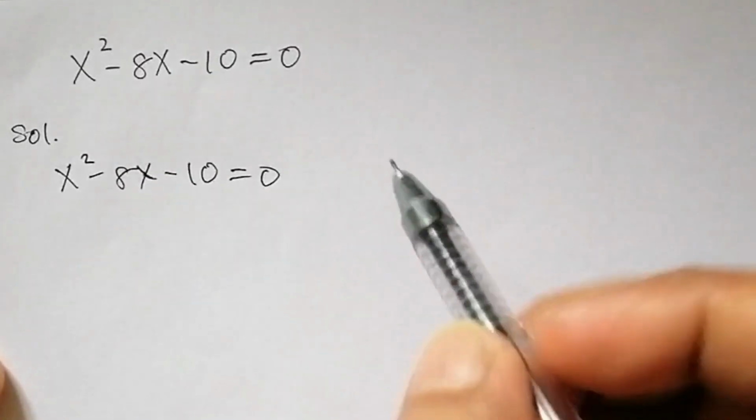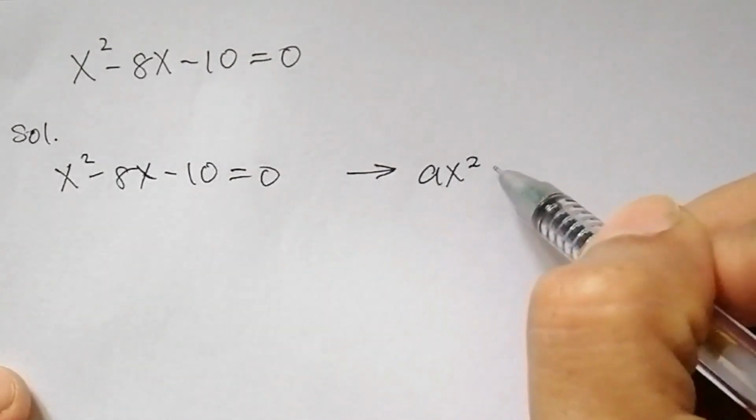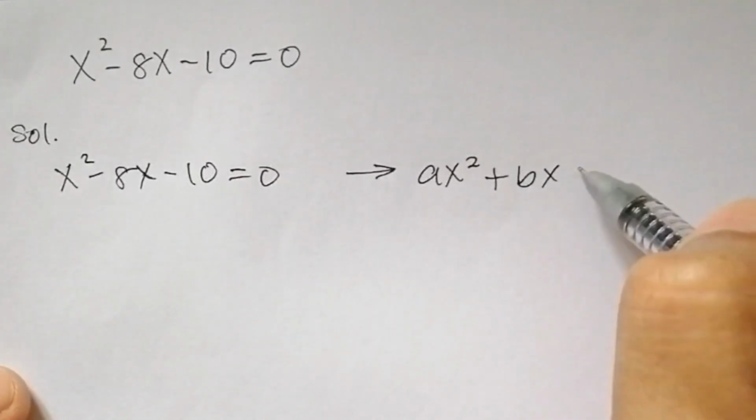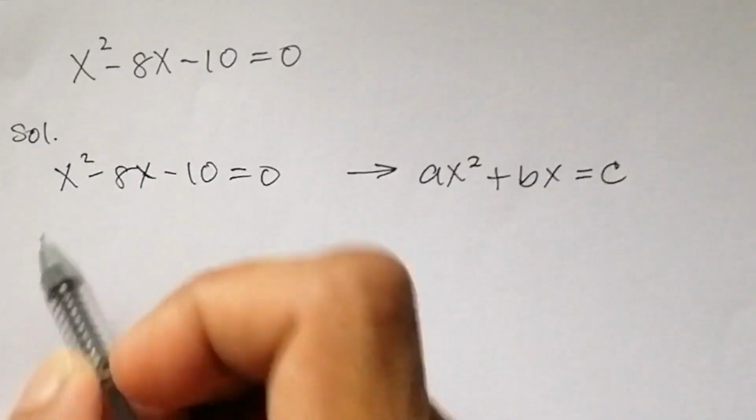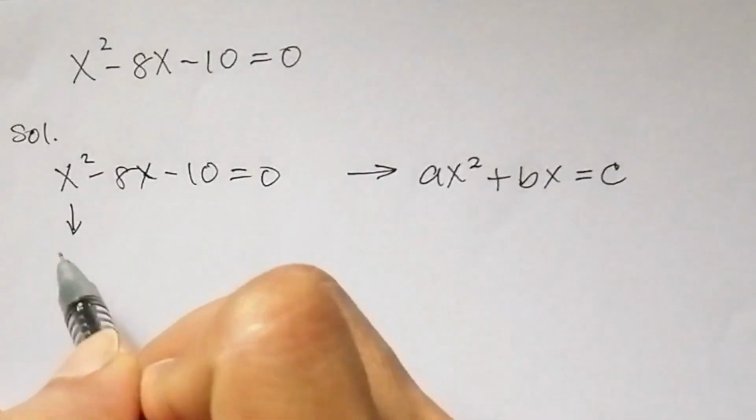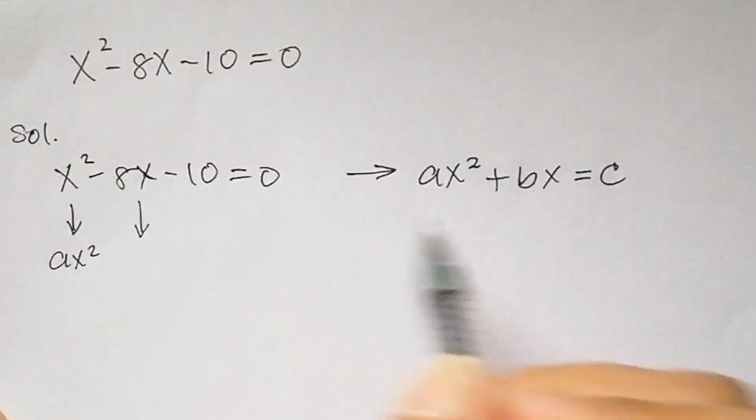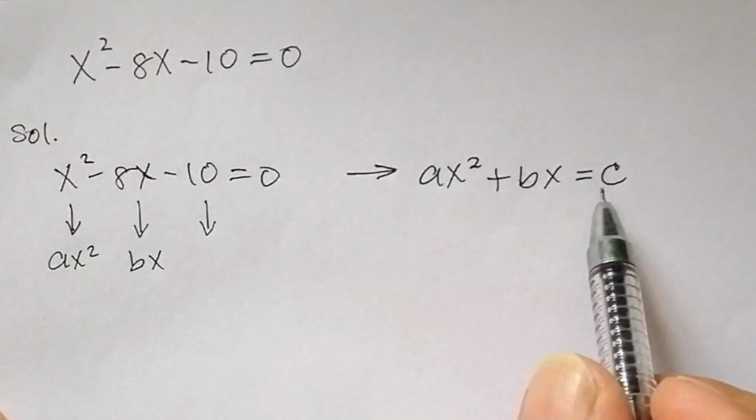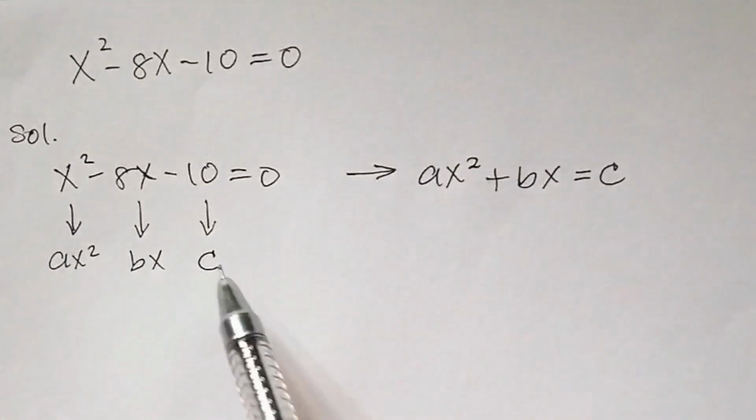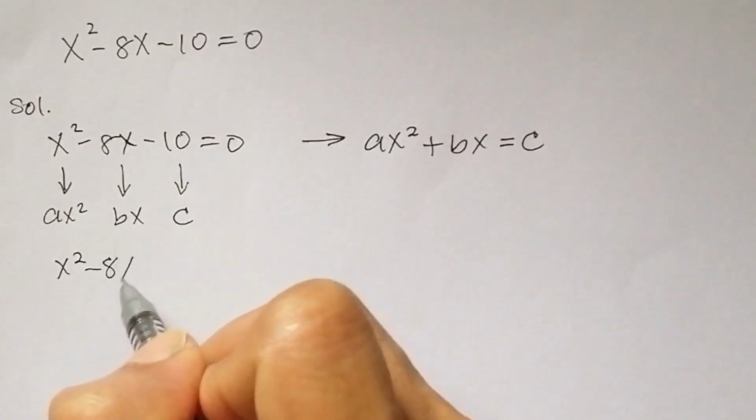This equation will be written to this form: ax squared plus bx is equal to c, where ax squared is the x squared, bx is the negative 8x, and negative 10 is the constant c. Now, this will be written as x squared minus 8x is equal to 10.